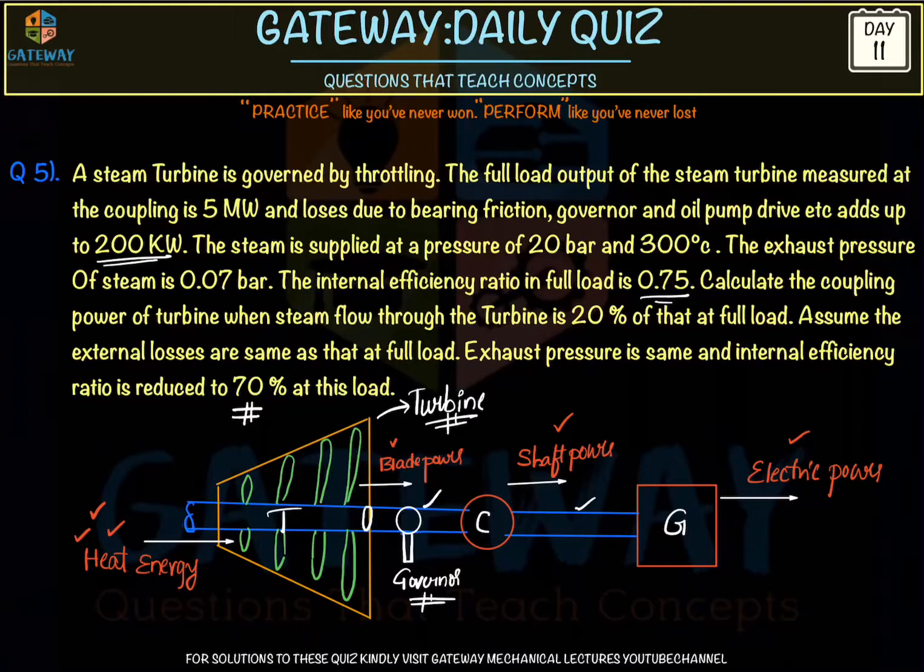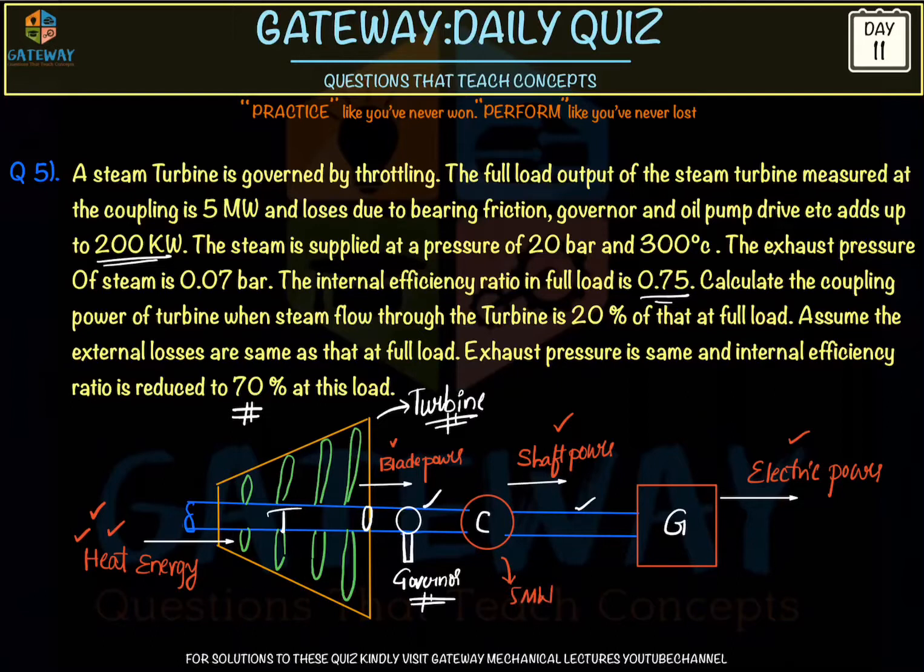In the same way, at 100% load, our shaft power was given as the coupling power. At the coupling, the shaft power was measured as 5 megawatts. And at 20% load, we need to calculate what is actually the coupling power. So for that, we will work out the mathematics here. In the question, it is given that at 100% load the shaft is giving 5 megawatts.